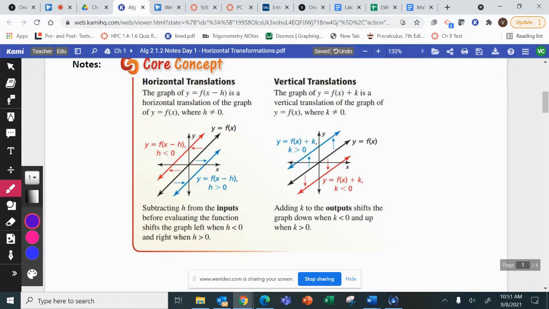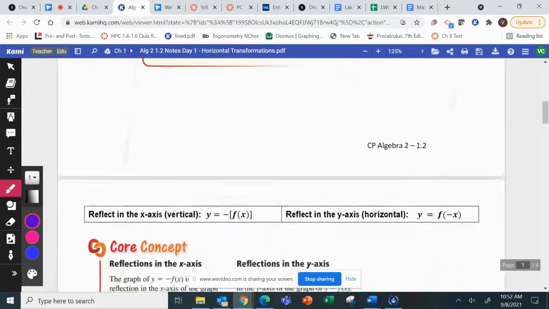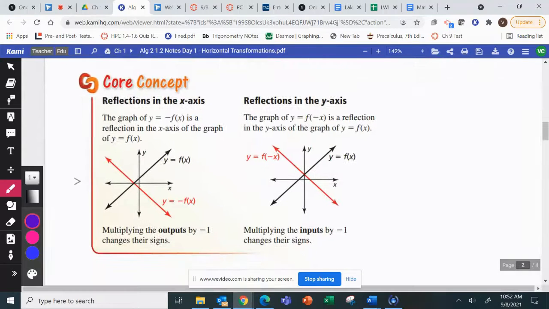Okay, really quick, the first part of the notes, there's nothing to do, but we've already talked about horizontal translations. Those go left or right. Those are inside. Those are opposite common sense. Vertical translations, up or down. Those are outside of the function. Those fit common sense. We've talked about reflections in the x-axis a lot. We just started talking about reflections in the y-axis, but I don't think we really practiced those till today.